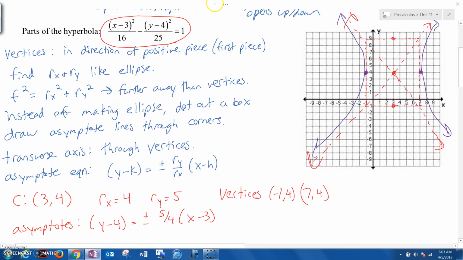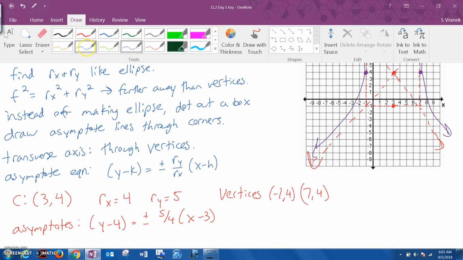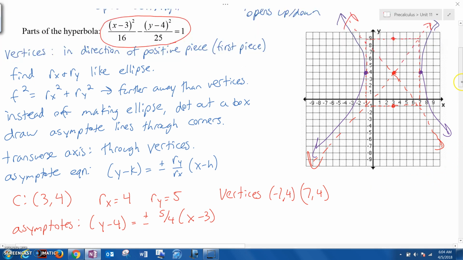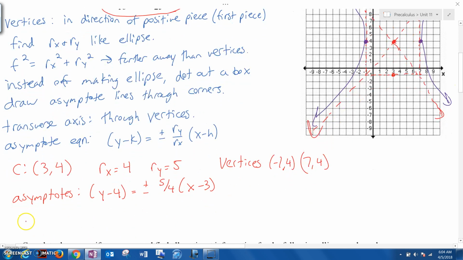Alright, so the only other thing I need is where are my foci. So let's find that length. Remember, in this case, f squared equals 4 squared plus 5 squared. So we get 25 and 16, which should be 41, I believe.